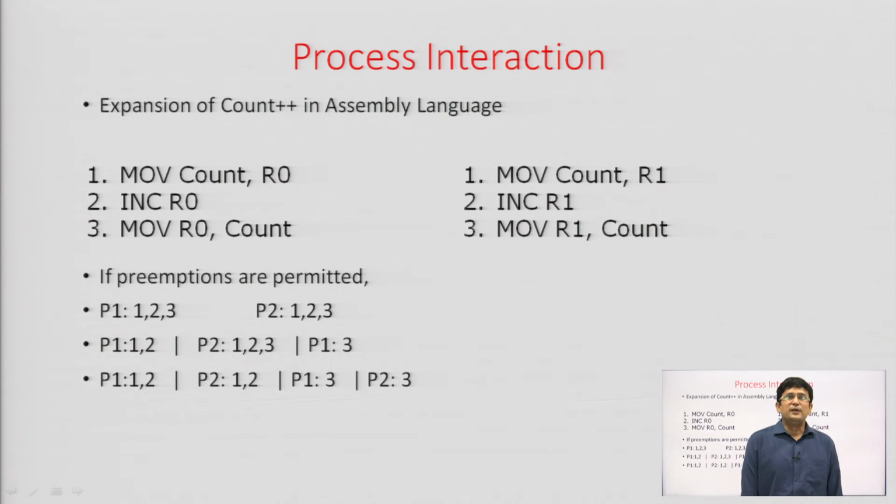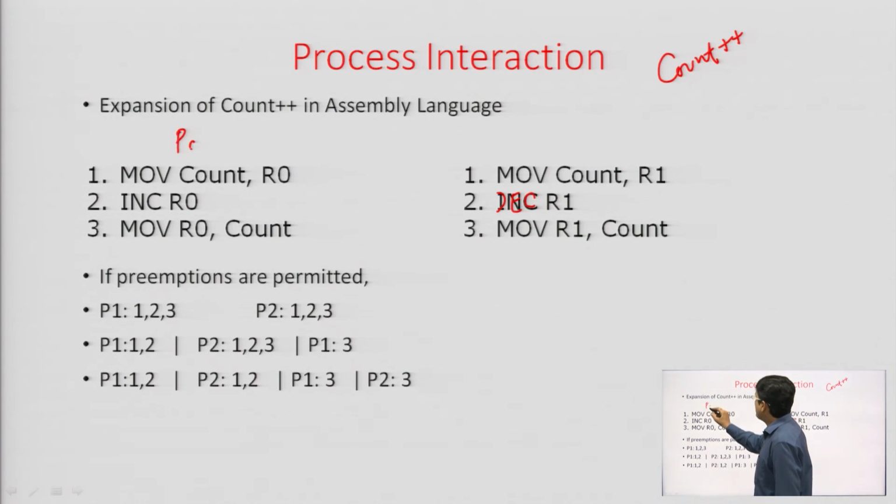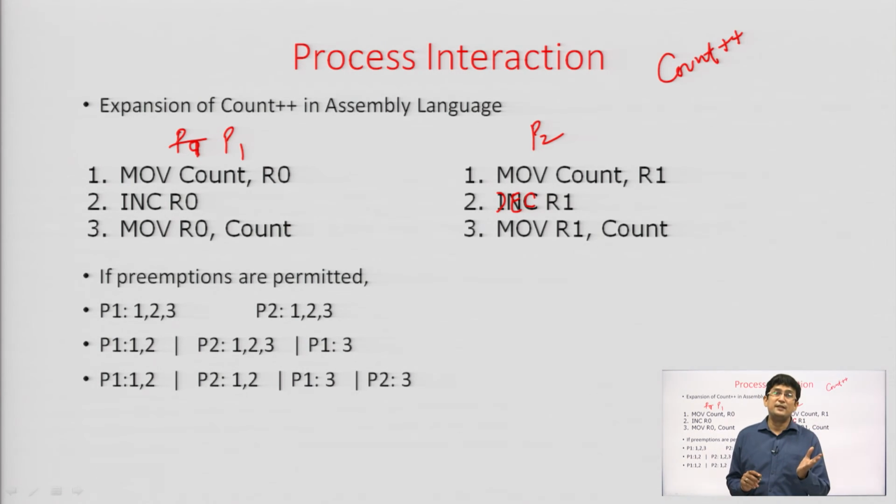But here a problem actually arises. For example, we have done the count plus plus and count minus minus. Let us say there are two processes, let us say this is the P1 process, and this is the P2 process. Let me write it again. This P1 process is updating the count, but this update of the count will be represented in the form of 3 different statements in assembly language.